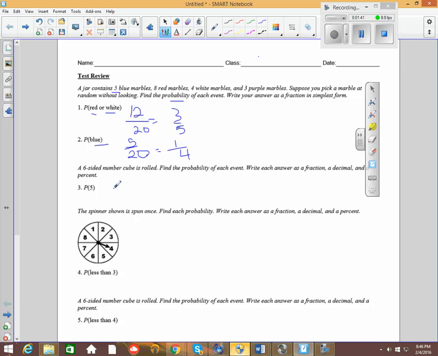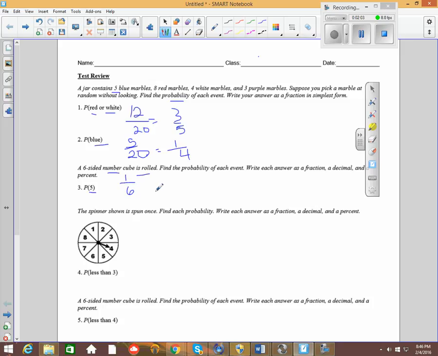Looking at the next one, it is a 6-sided number cube. So they changed from marbles to a 6-sided number cube being rolled. Find the probability of each event. Write this answer as a fraction, decimal, or percent. So what's the probability of rolling a 5? Yes, it is 1 over 6.